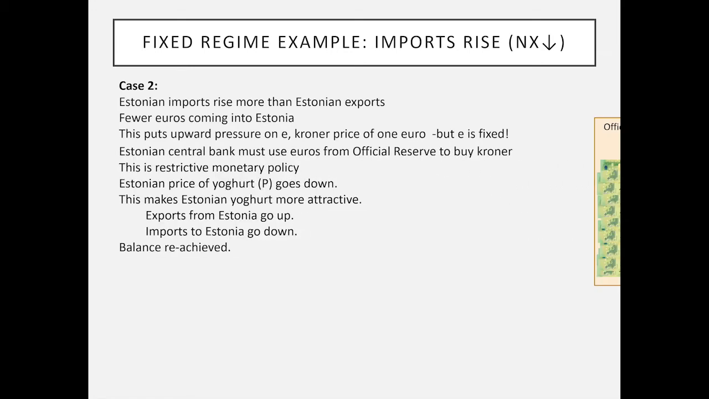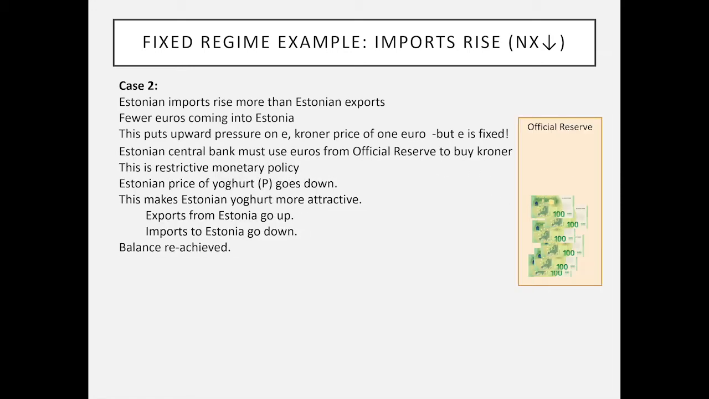But E is fixed. So in this case, the Estonian central bank would have to use its official reserves to buy the kroner to maintain the fixed exchange rate. This, in effect, is a restrictive monetary policy, causing the Estonian price of yogurt to go down. This makes Estonian yogurt more attractive. Exports would go up, imports would go down, and we'd re-achieve a balance.